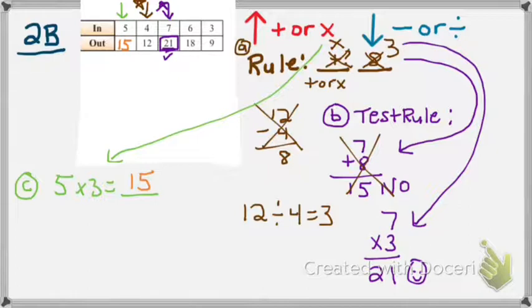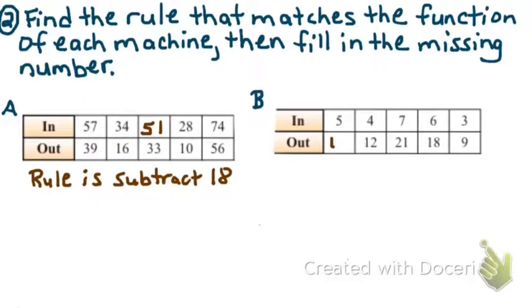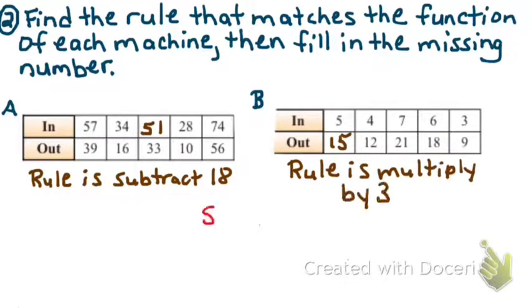Let's go back and put this information into the original problem. So I know I need to fill in the box. My output is 15, and I'll need to find the rule, and we said the rule is times 3. Here I am back at the original problem. So my output is 15, that's my missing number, and we said the rule was times or multiply by 3. And that's my final answers.